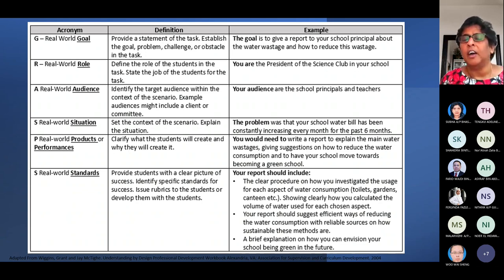So this is considered higher order thinking. Because remember for the first one, transfer. When you want them to transfer, you must put them in situations where they are likely to be faced when they go into the working environment.